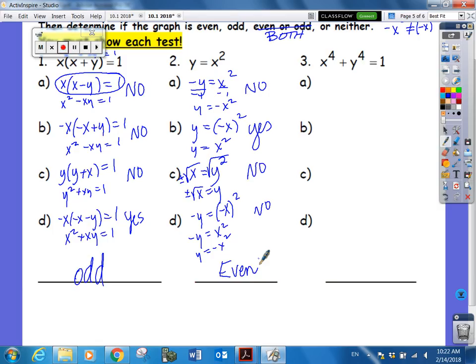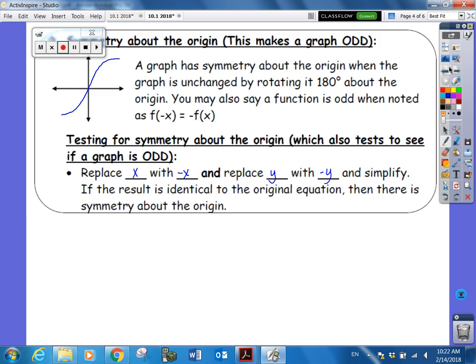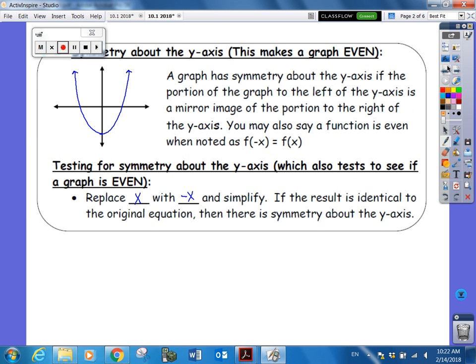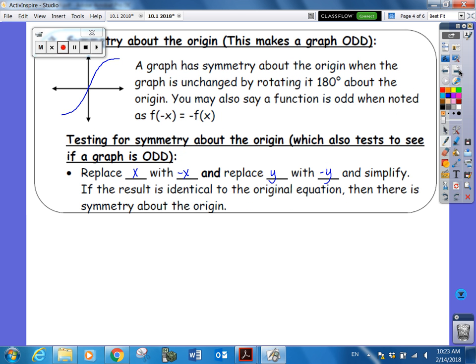Okay, so going back here. If it has symmetry about the y-axis, it's considered an even function. If it has symmetry about the origin, then it's an odd graph or function, if it's a function. Those are the tests that tell you whether it's even or odd. So you just have to know that. Does that help?